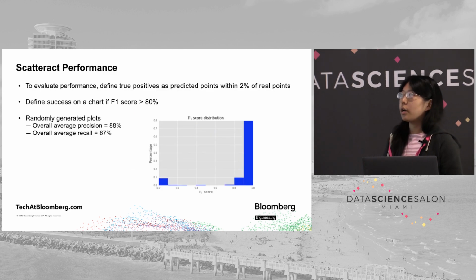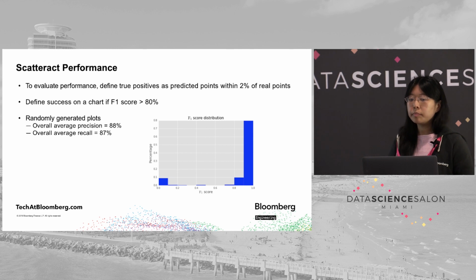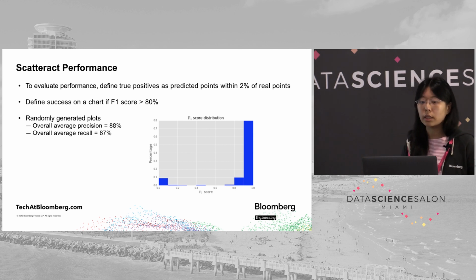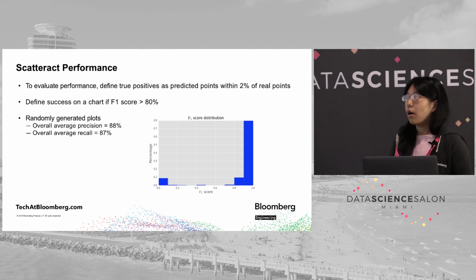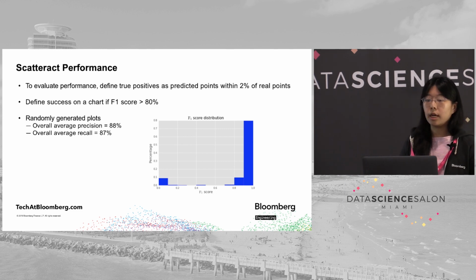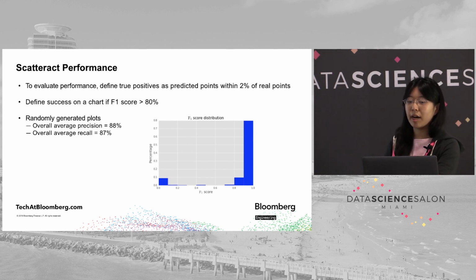To evaluate the performance of Scatteract, we define true positives as predicted points that are within 2% of the real points. And we define a success on a chart if the F1 score is at least 80%. On the randomly generated plots, we get an overall precision of 88% and overall average recall of 87%. And here on the right is the distribution of F1 scores for all the randomly generated plots.